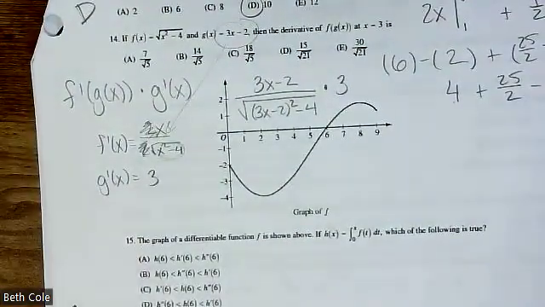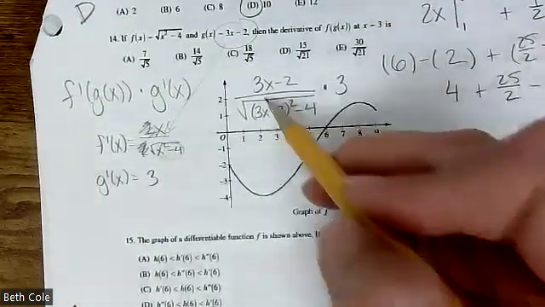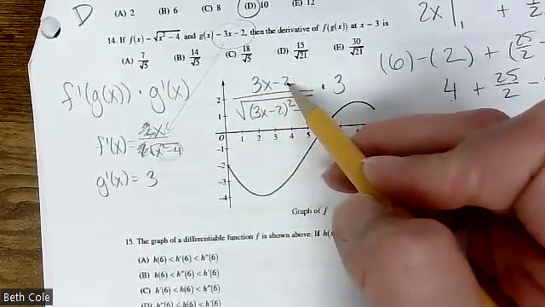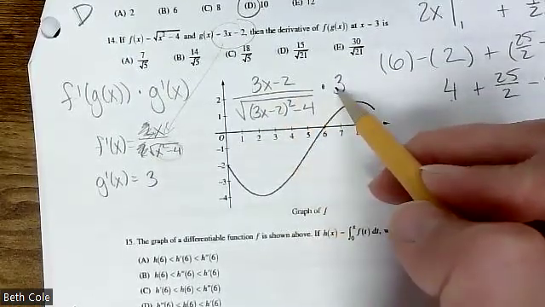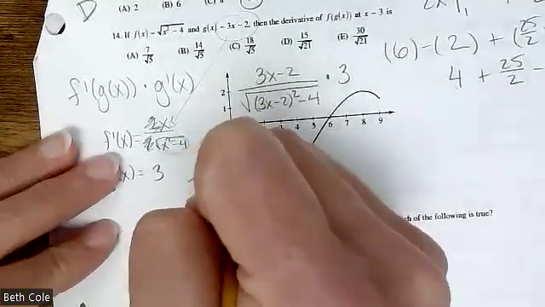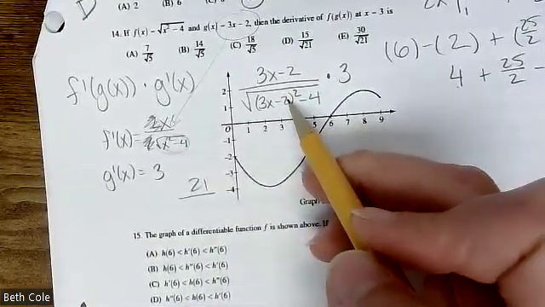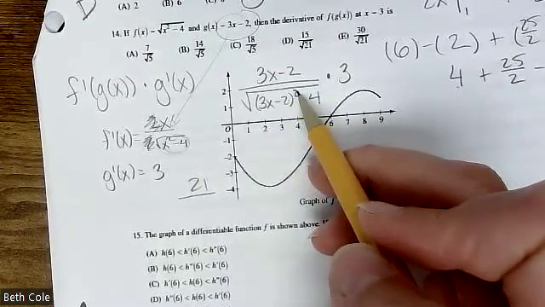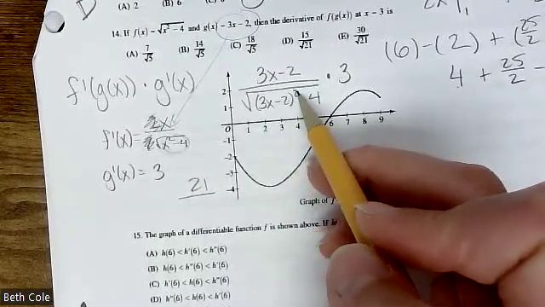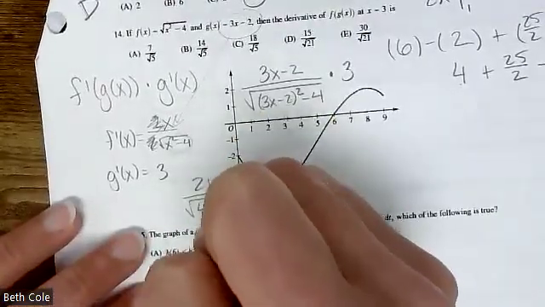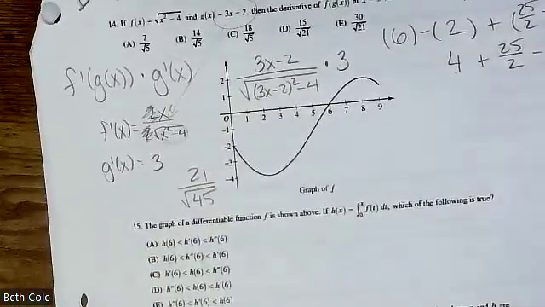Now, what are we going to plug in? What did they say to plug in? I'm going to go back to that. X equals 3. All right, here we go. 3 times 3, 9 minus 2, 7 times 3, 21. My gosh. Over 3 times 3 is 9. Minus 2 is 7. Squared is 49. Minus 4, 45. So square root of 45. Unfortunately, none of those answer choices say that.